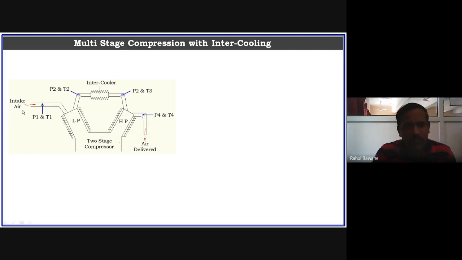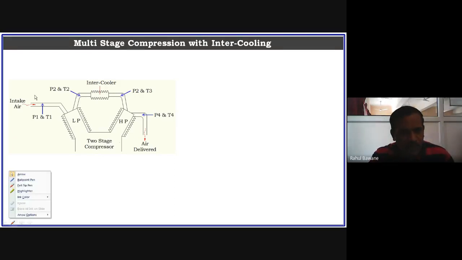Air definitely we are taking in from the atmosphere only. We are not storing air in any tank whenever we run any compressor. So intake of air will be from the atmosphere. So it is obvious we are taking atmospheric pressure and temperature air during intake. So when we start our compressor, from this point, intake, atmospheric temperature air will be sucked inside the low pressure compressor.